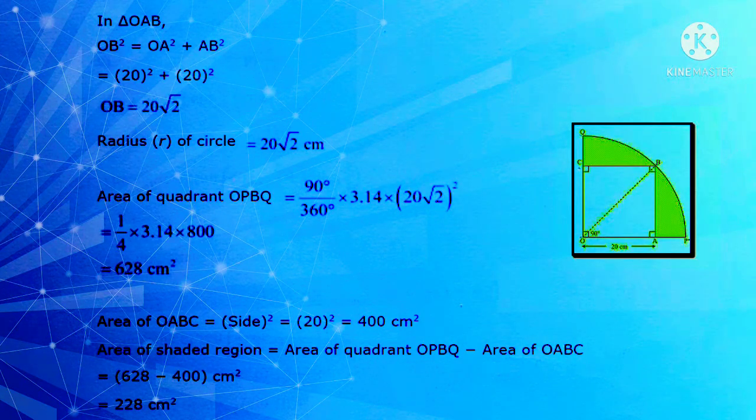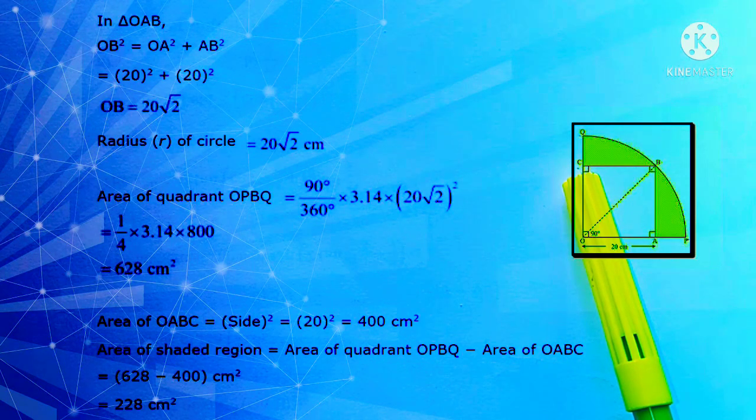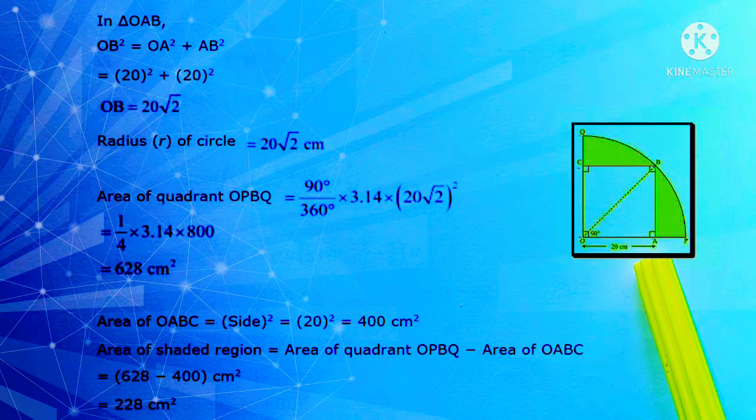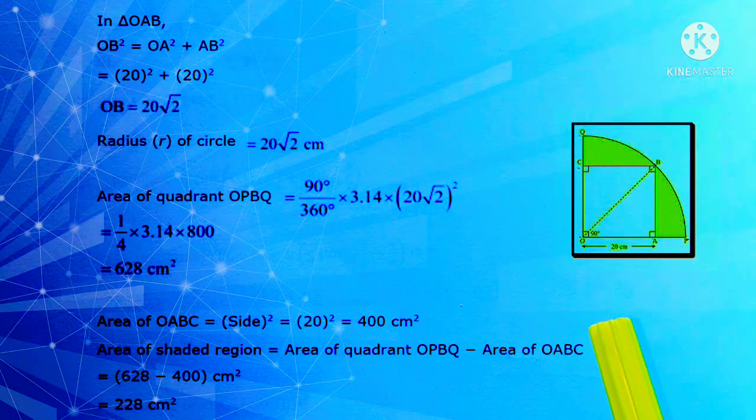After finding the quadrant, now here we have to find out the area of the square. So area of the square means OABC. This one is the square, and we know the area of square formula is what? Side into side, side square. So that's why, as you see here written, 20 square means ultimately 400 centimeter square.